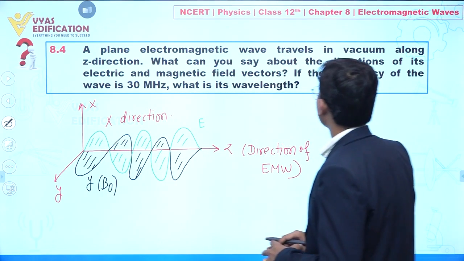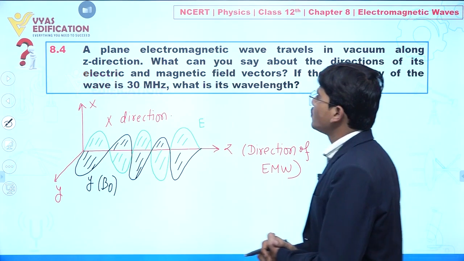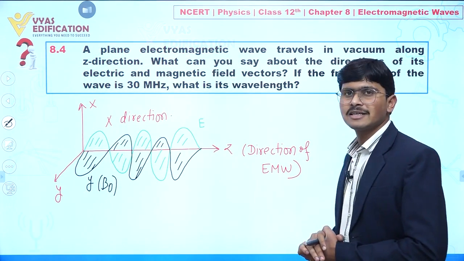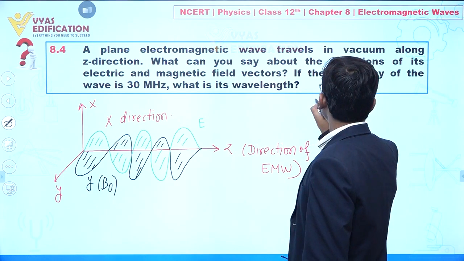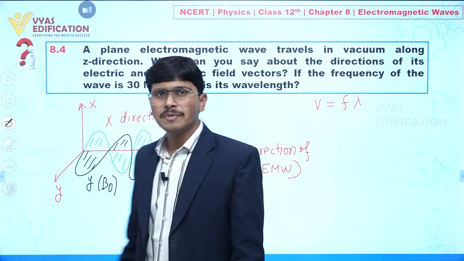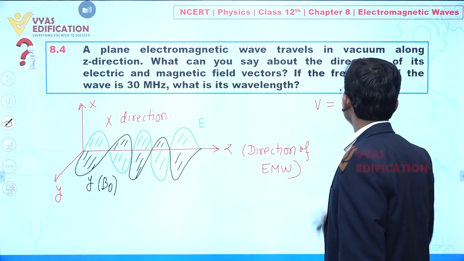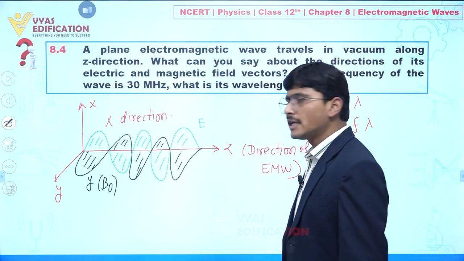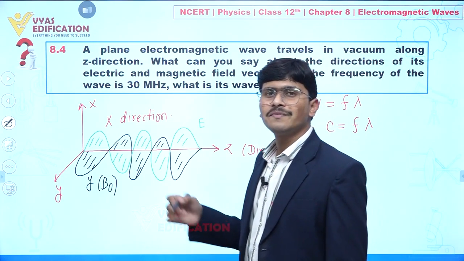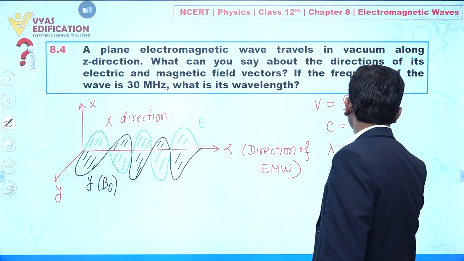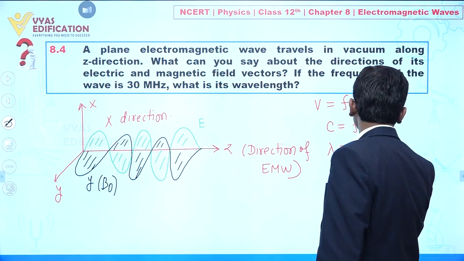So one more question is given to you. If the frequency of this wave is 30 megahertz, what is the wavelength? Actually we know one relation, v is equal to f lambda. Because this electromagnetic wave is traveling in vacuum, we can write c equal to f lambda. c is the speed of this electromagnetic wave. Our objective is to calculate the wavelength, so lambda is c by f.